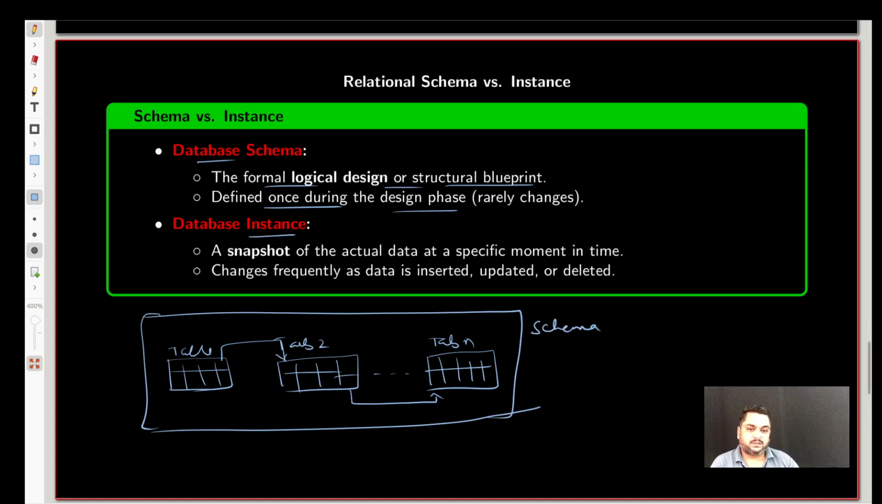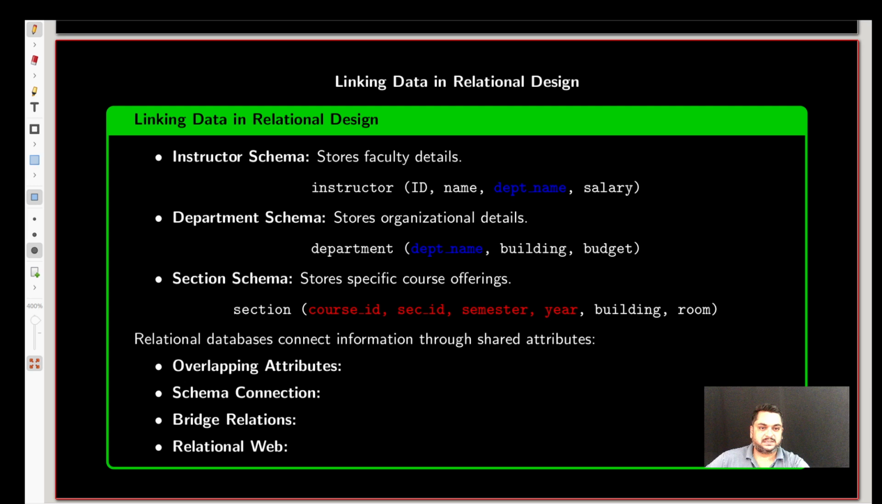What is the database instance? A snapshot of the actual data at a specific moment in time. Some data will be stored in all these tables. So at any point, at time t, whatever data is stored in your schema, we call it a database instance, or a snapshot. It changes frequently as data is inserted, updated, or deleted. The schema will rarely change. When you design your database, you follow some rules, so there is hardly any scope for changing it. Sometimes you may change it, but it's very rare. But data you will always be inserting, deleting, or modifying, so the database instance is always changing.